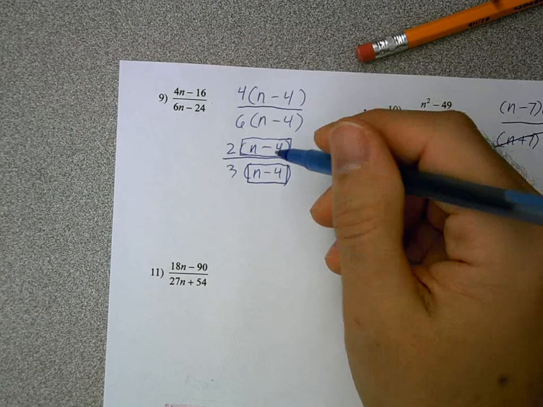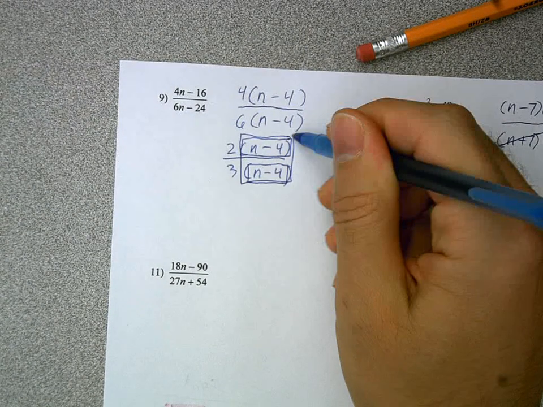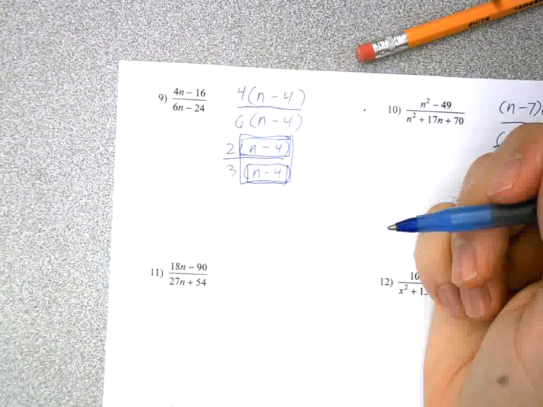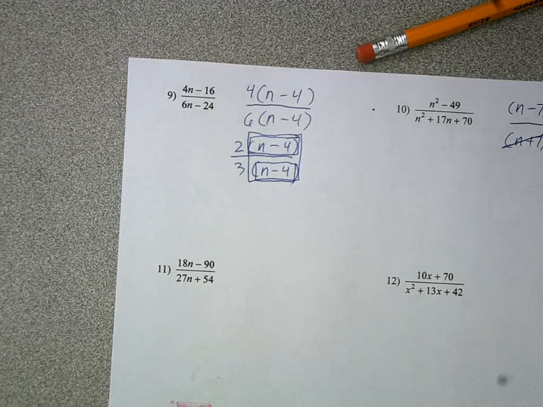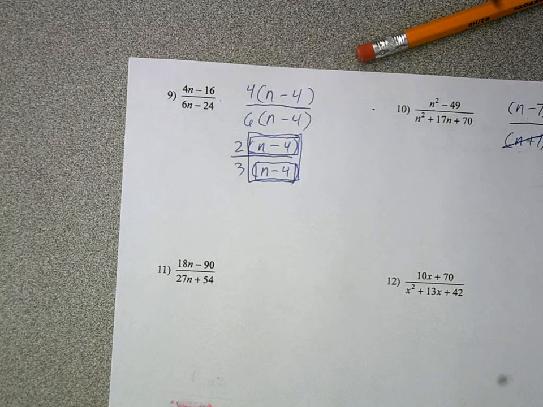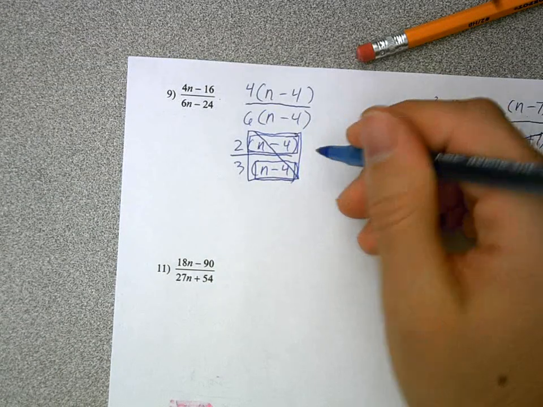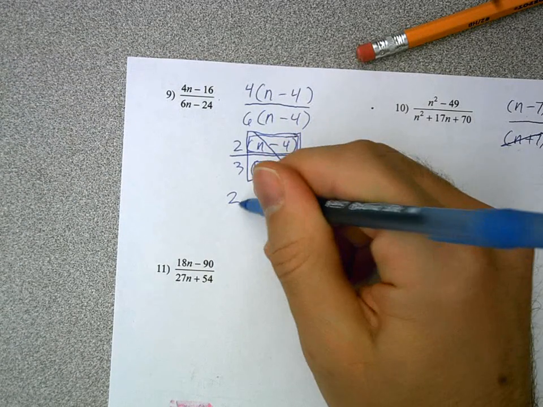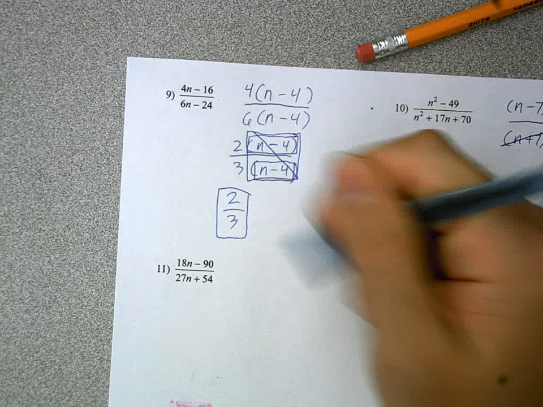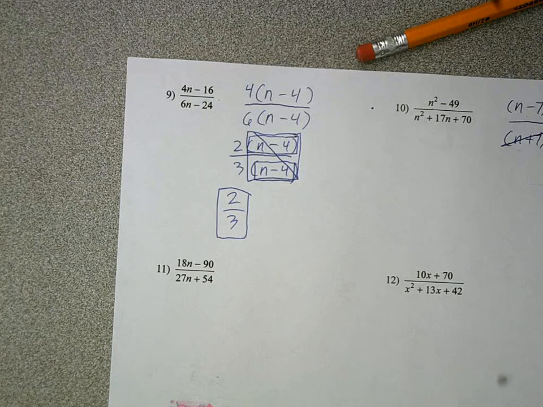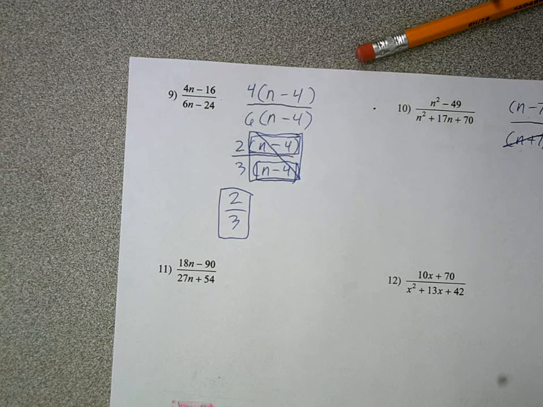Again, this right here, that's that whole strategic one, big one. N minus 4 over n minus 4 is just 1. So that reduces down to just 1, and I'm left with just the 2 over 3. That is my final answer.